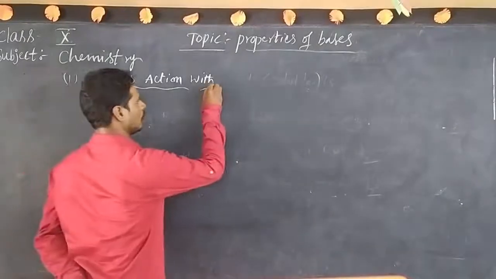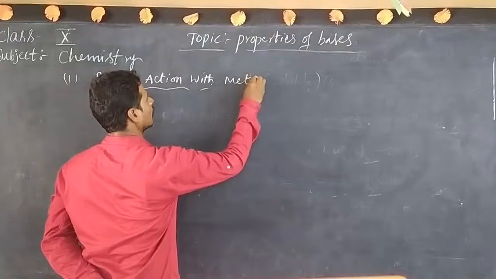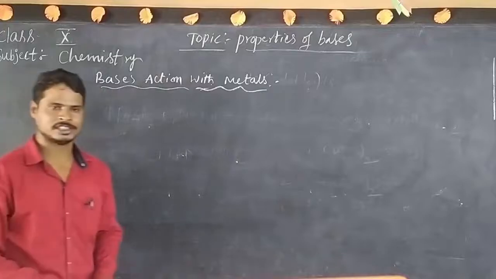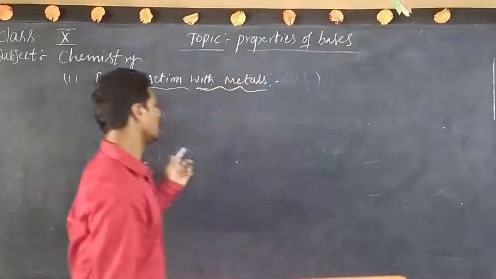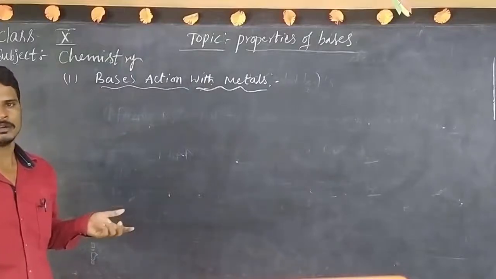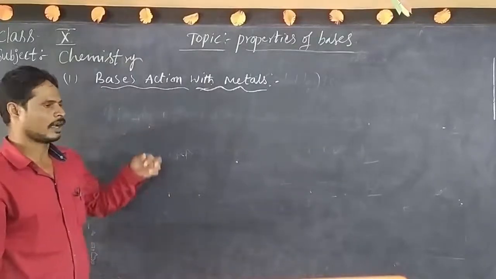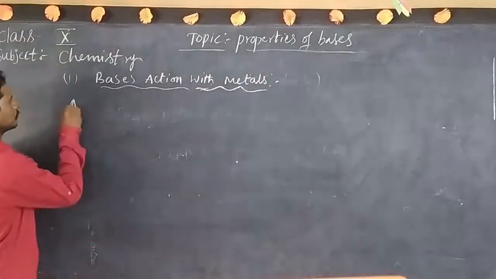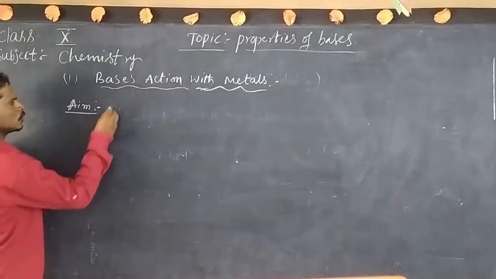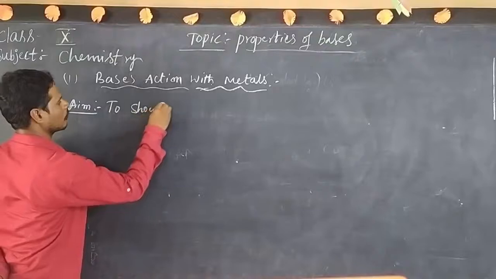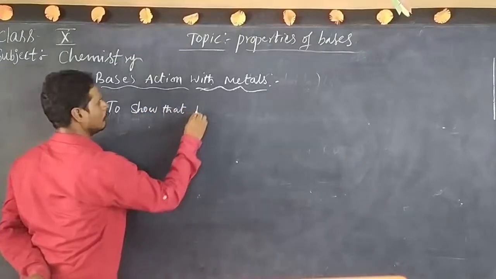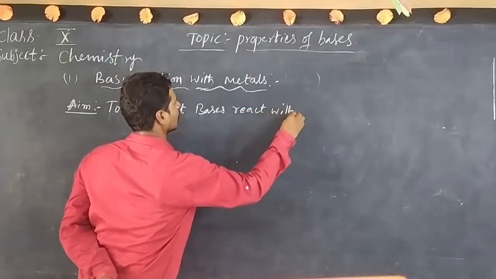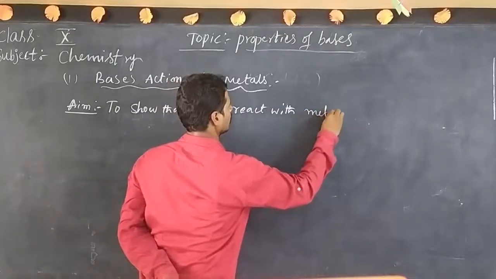Next, the last property of bases: bases' action with the metals. This is a very important topic. Now what happens? Bases react with the metals. Our activity: what is our aim? To show that bases react with the metals.